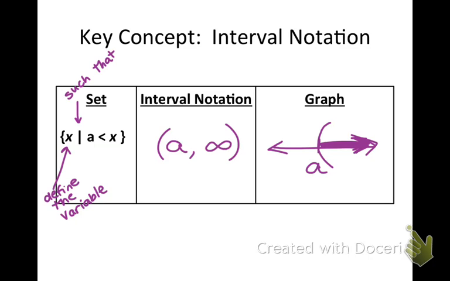And I'm going to put a parenthesis around infinity, because would I ever be able to include infinity? No, infinity is not a stopping number. It goes on and on forever. So whenever you have an infinity, that's always going to be a parenthesis. This interval notation is telling me that my set is going from A to infinity, not including A, and of course not including infinity. Interval notation. So set notation, interval notation, graph.